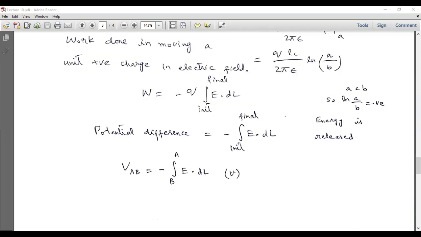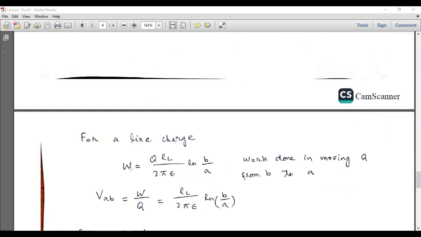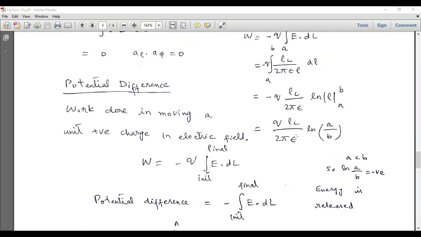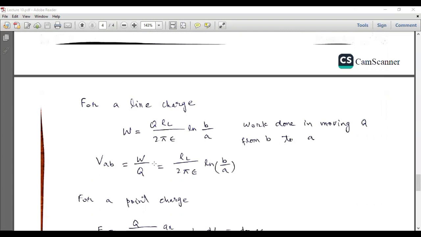So the units are volts, and potential difference between points A and B can be defined as the amount of work done in moving a unit charge from point B to A in the electrostatic field or electric field. So this is VAB, and for a line charge, we have the expression of W equal to Q rho L over 2 pi epsilon ln(B over A). This is the same expression that we derived over here. And VAB is equal to W over Q, so it will be equal to rho L over 2 pi epsilon ln(B over A).